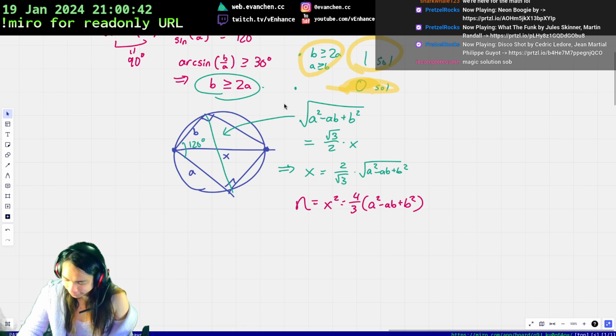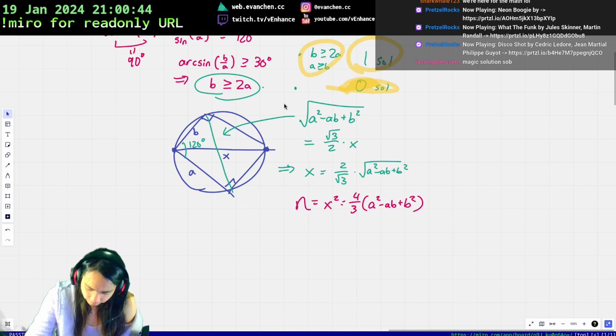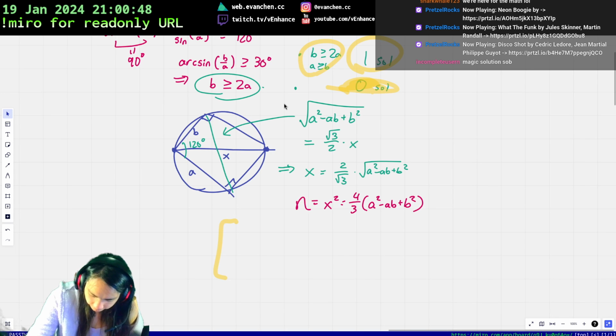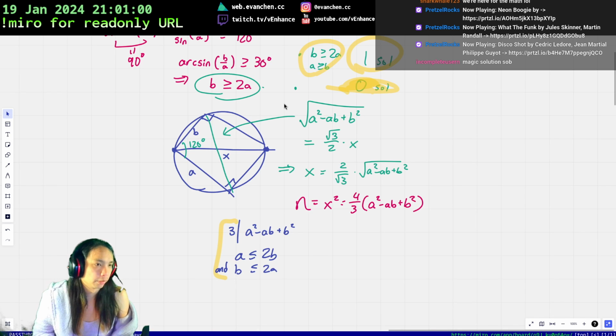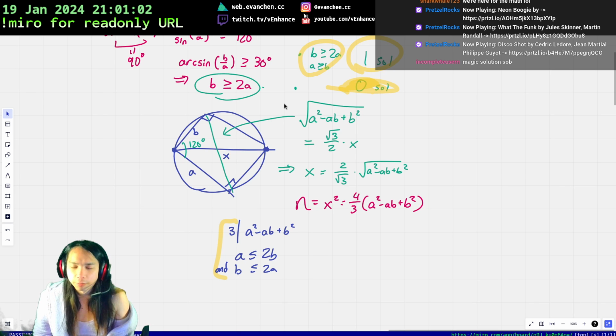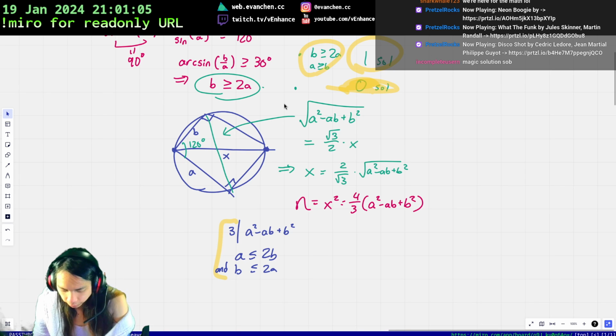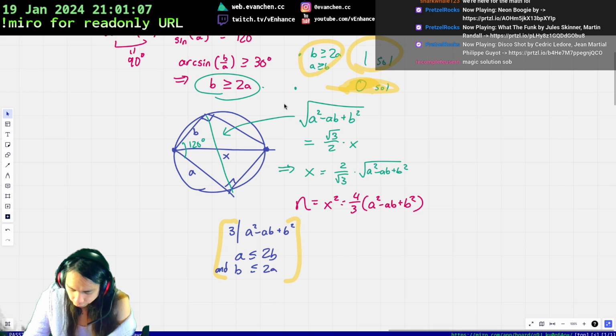Anyways, with that in mind, the TLDR is that we're trying to count the number of solutions to a squared minus ab plus b squared being a multiple of 3, and, well, we'll just say a less than b and b less than or equal to 2a are the boundary conditions. Earlier I assumed without loss of generality that a is at least b. Once you drop that constraint, this is what you're counting. And you can just count it by brute force.